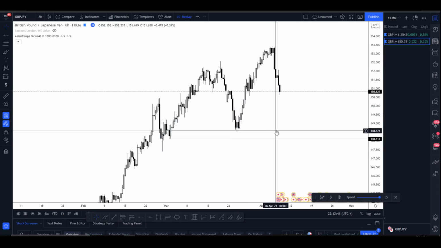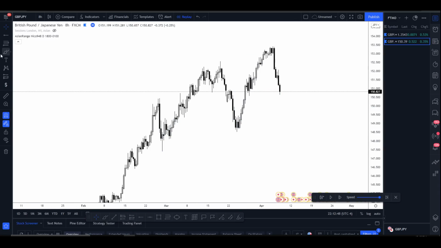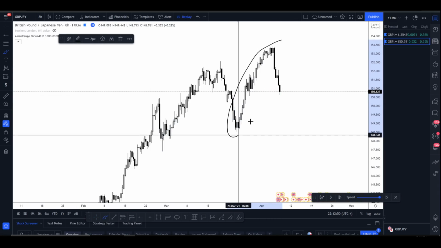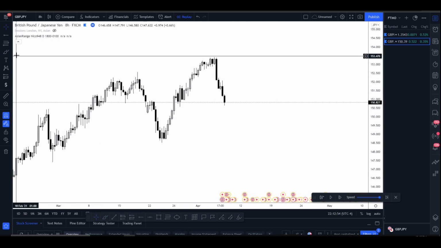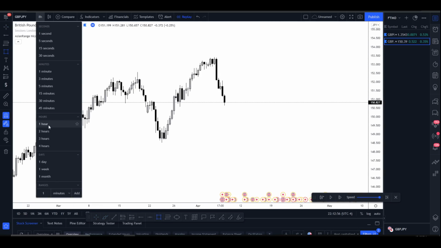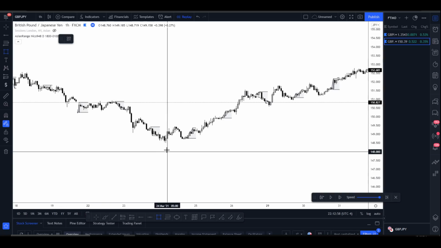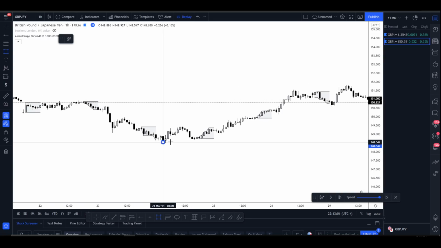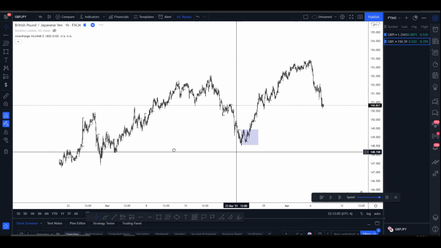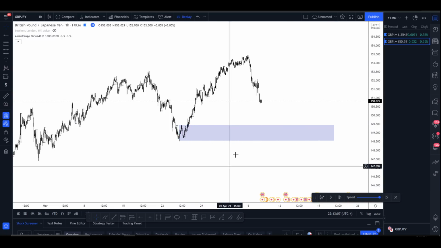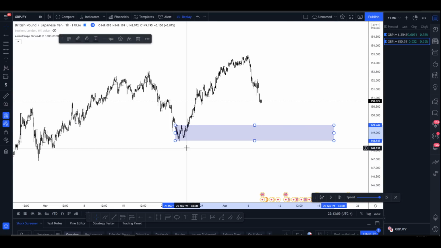Now, where's your next level of demand? Well, it's the next impulsive move. This is our next impulsive move that made a new high. This is the important thing, is that it makes a new high. So let me find the high and low of the consolidation. This is the low, and then this is the high, right? Because this is before the market took off. And then that's my area of demand. That's all I need to know. That's my area of demand.